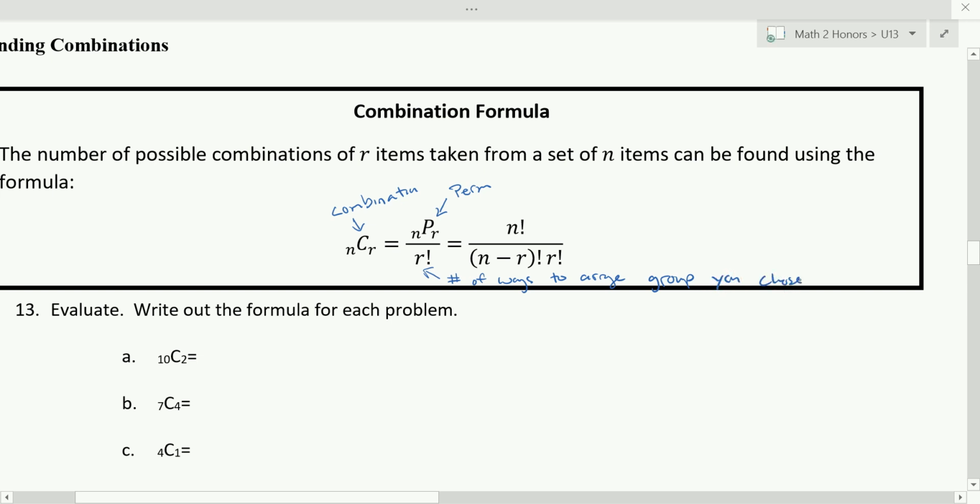Now, you can make this more abstract and just have notation, like 10C2. But you just have to realize what this is saying. So like A would say, there's 10. Think of it as 10 people, and you're going to choose 2. And it's a C for combination, so that tells you it's just a group. Order doesn't matter.